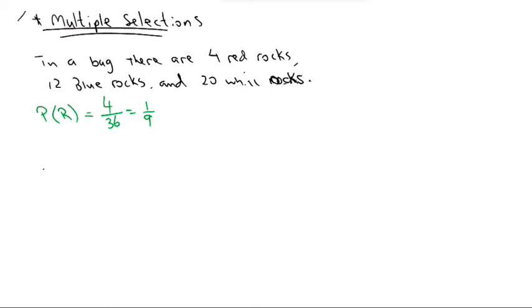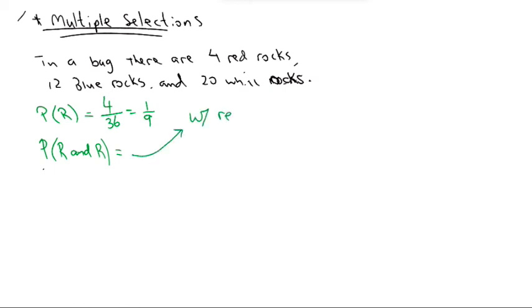So we could do this. What's the probability of selecting a red and then another red? In other words, instead of just making one selection, now I'm making 2. Now there's 2 different ways to make this selection. I can pick the rock out, look at it, put it back in. That's called with replacement. So this is going to get split into 2 ideas.